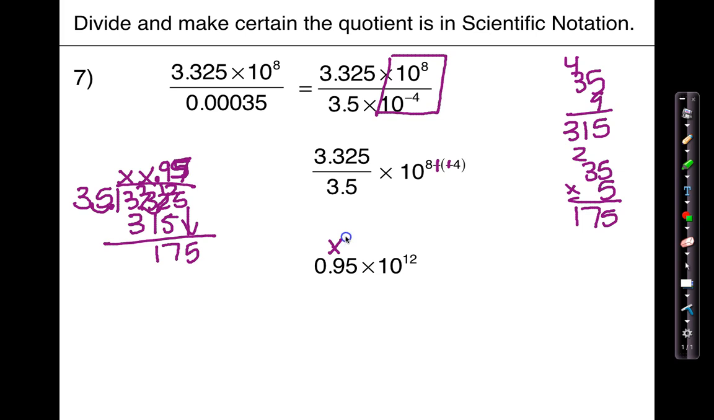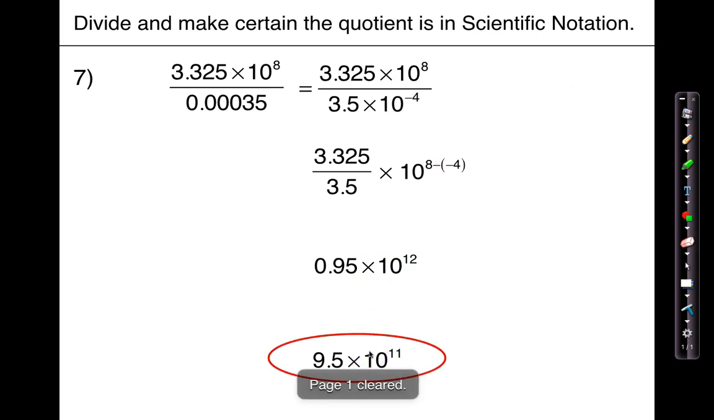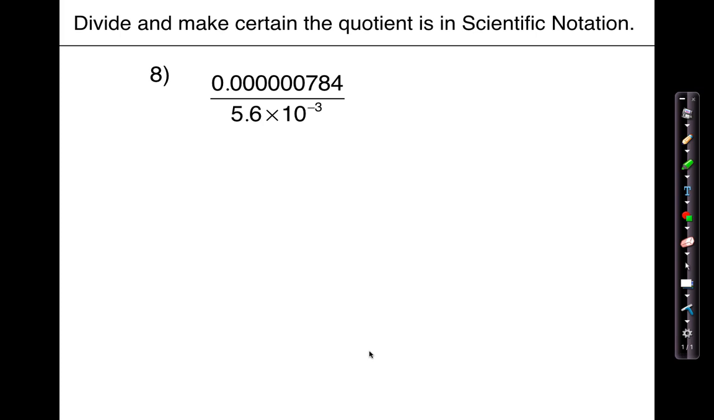So multiplying this by 10 to the positive 1 to balance things out, you're going to have to multiply this by 10 to the negative 1. That's going to move my decimal once over, which leaves me with 9.5 times 10 to the 11th. How did I get the 11th? Well, since we're multiplying, we're going to add the exponents here, which would give me my 11. Okay, so with that said, go ahead and pause the video and try number 8 by yourself.